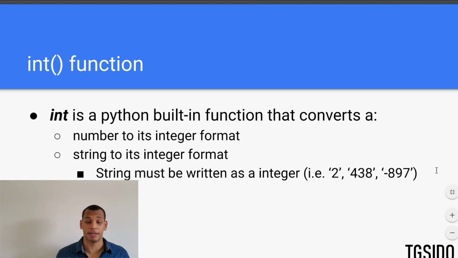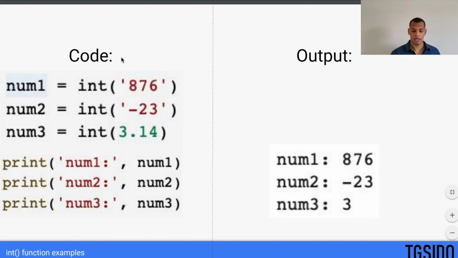So now over here for useful functions, int and str. The int function is a Python built-in function that converts a number to its integer format, or a string to its integer format. And note that the string must actually be written as an integer, right? So we have the string with the 2 inside or the string with 438. It must be an integer.